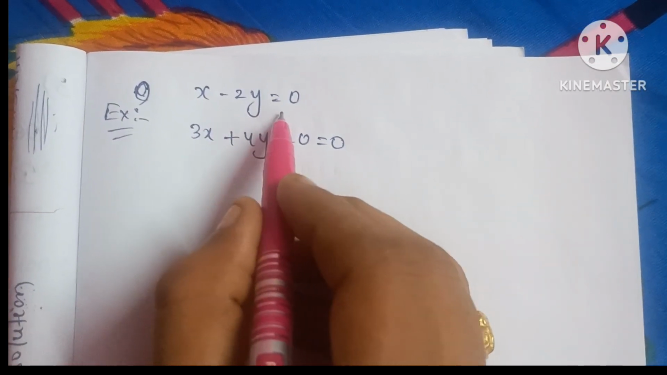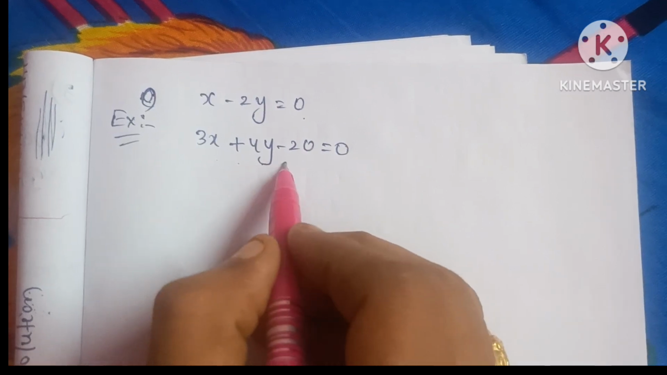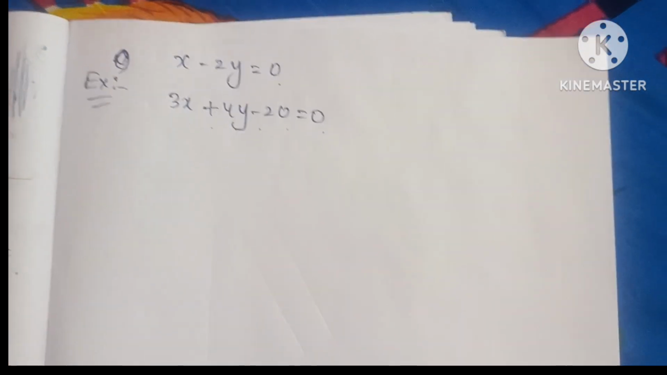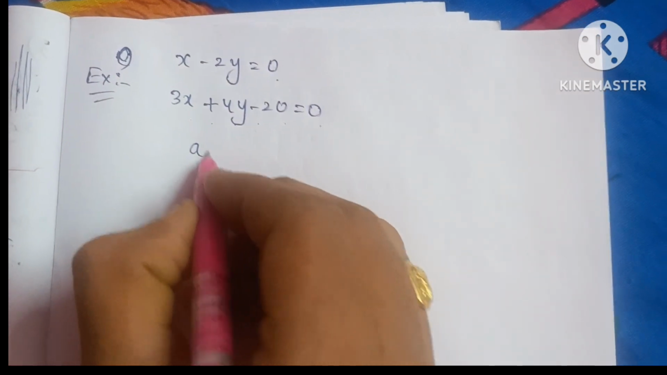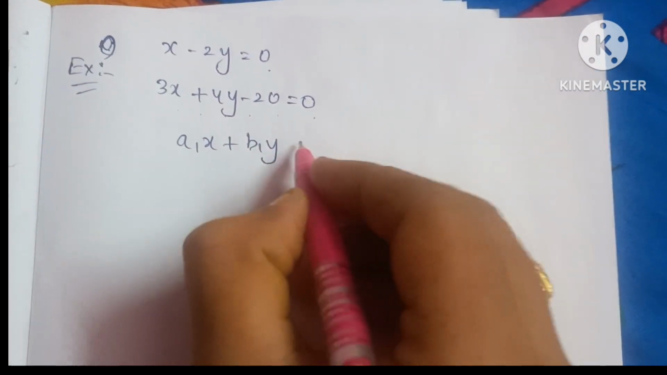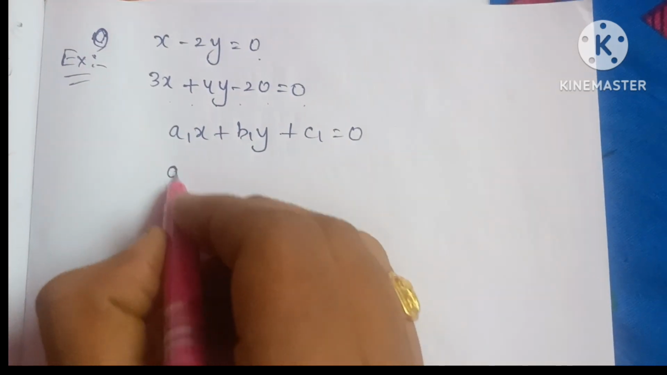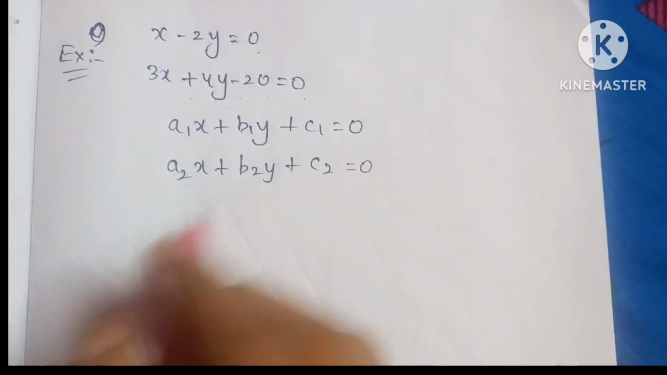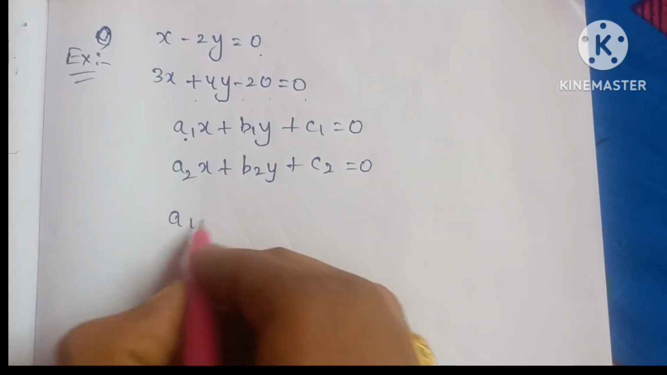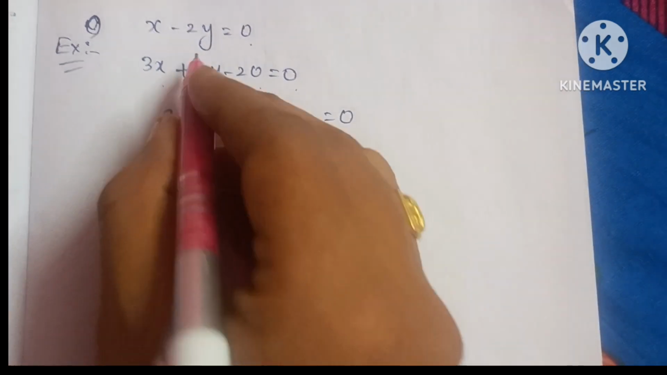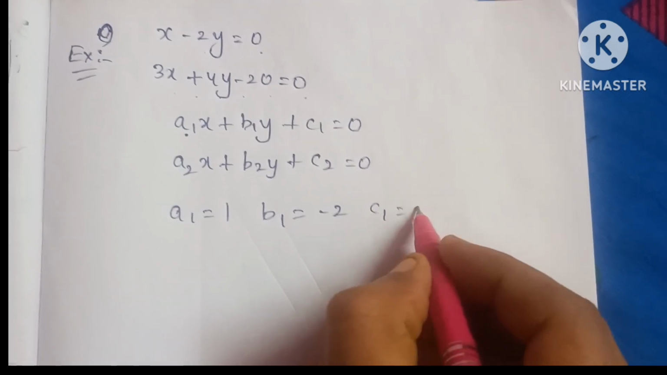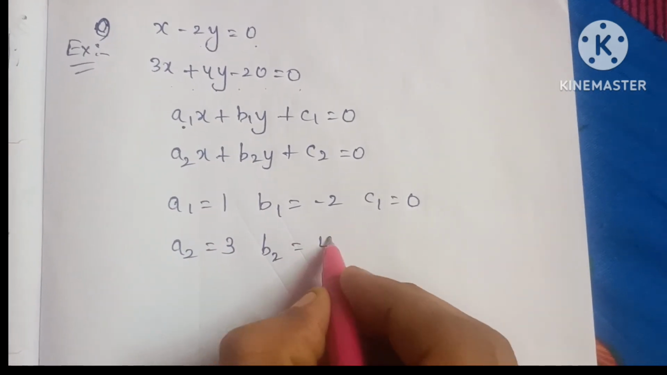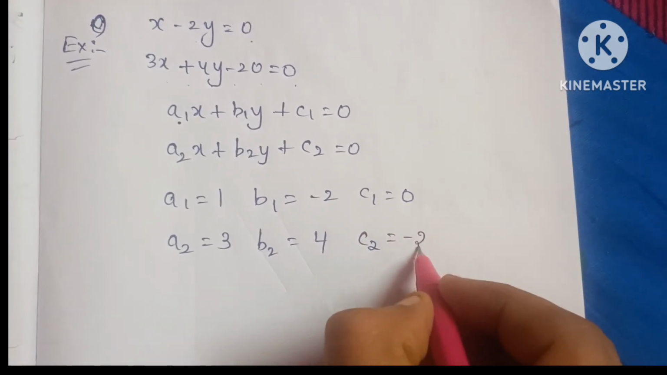Example: x minus 2y equals 0, 3x plus 4y minus 20 equals 0. How to compare this with the general form of the equation? What is the general form? a1x plus b1y plus c1 equals 0 and a2x plus b2y plus c2 equals 0. Here, what is a1? a1 equals 1 and b1 equals minus 2 and c1 equals 0. And a2 equals 3 and b2 equals 4 and c2 equals minus 20.